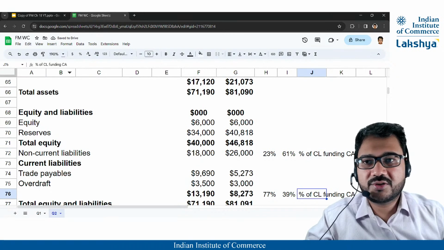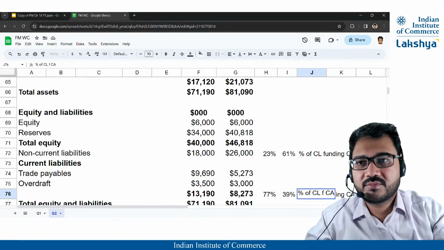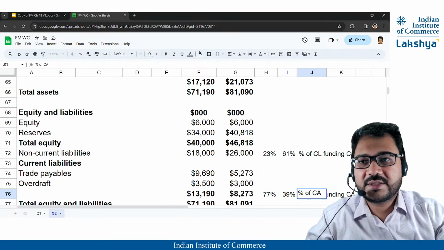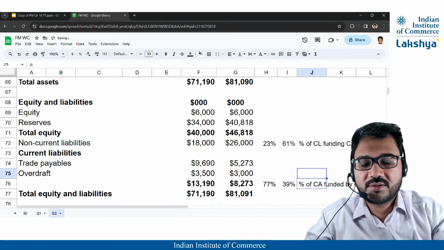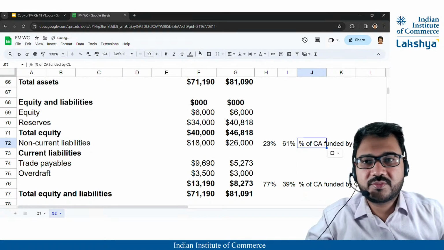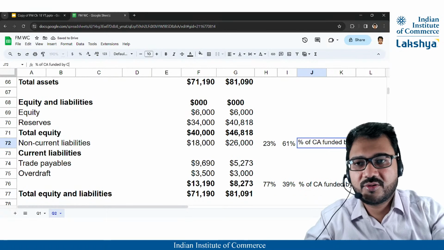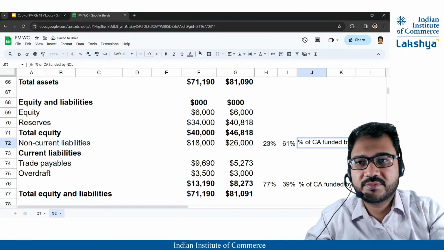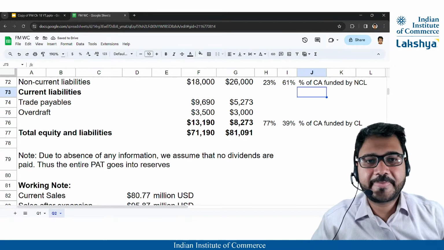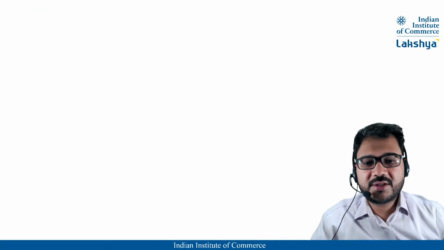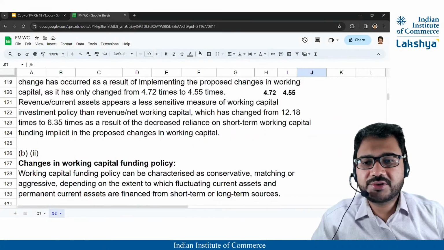Or rather, the percentage of current assets funded by current liability and funded by non-current liability. Okay, clear? Great. So yeah, I think that brings us to the end.